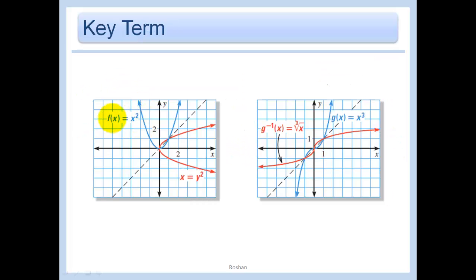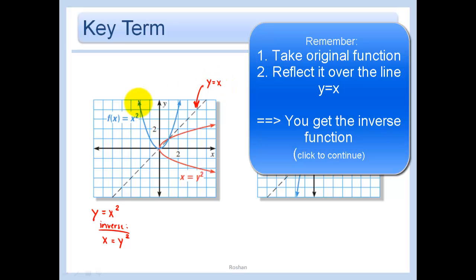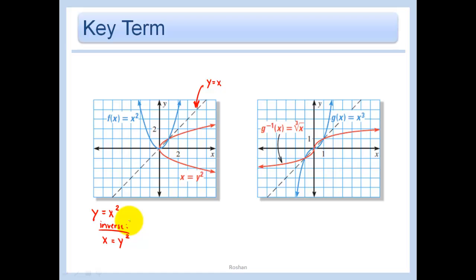Okay, now let's look at some graphs. If we look at f of x equals x squared, so y equals x squared, and we try and find the inverse, we swap the x and the y. So we get x equals y squared. And so that's what they've graphed here. And you'll see very clearly in this one, what do you think this line is here? Remember, that is just a reflection over y equals x. So if you take the original function and you reflect it over that y equals x, you get the inverse function. And all I've done here is I've interchanged the x's and the y's.